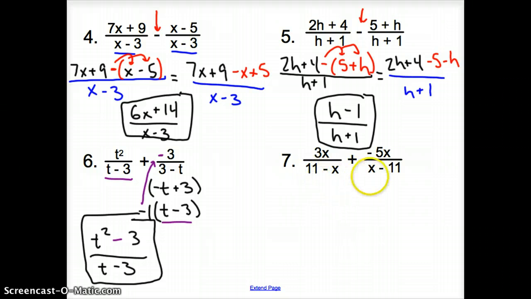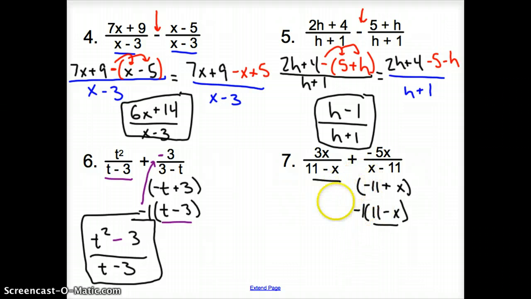7. Same situation. Check this guy back here. Is it the same as this guy? It is not. I'm going to rearrange it to show you that it's negative 11 plus x. Remember that this negative right here belongs to the 11. So now I'm going to take out a negative 1. It's going to be 11, because negative 1 times negative 11 is positive 11. Negative 1 times x is a negative x. So now this and this are the same.